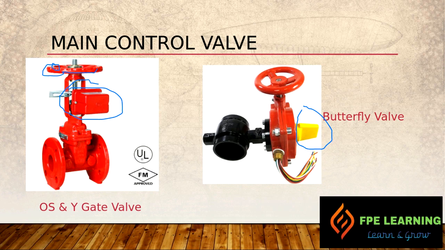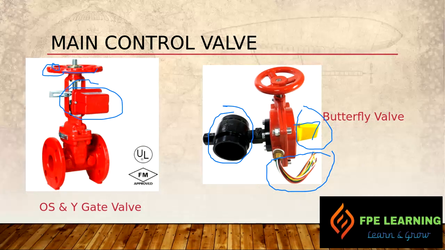Now, it is perpendicular to this pipe, right? It is perpendicular to this pipe. It means the valve is closed. If it is parallel to the pipe, it means the valve is open, right? So, if you can see the wire here, it means it is supervised and connected to the fire alarm control panel. If someone is closing it, it will give a signal.